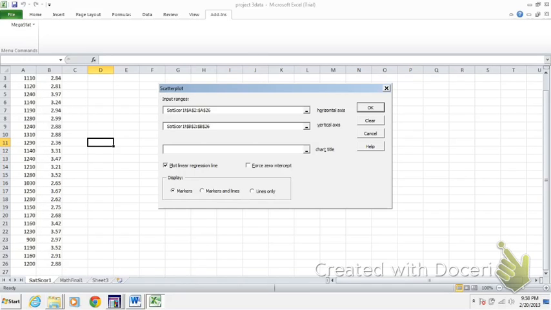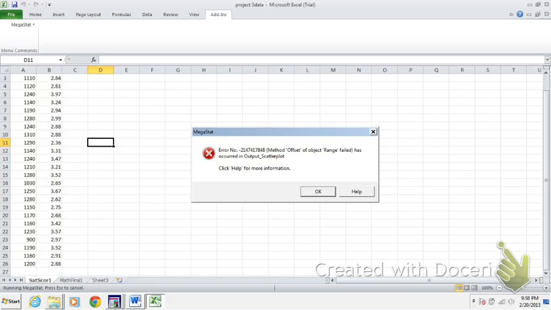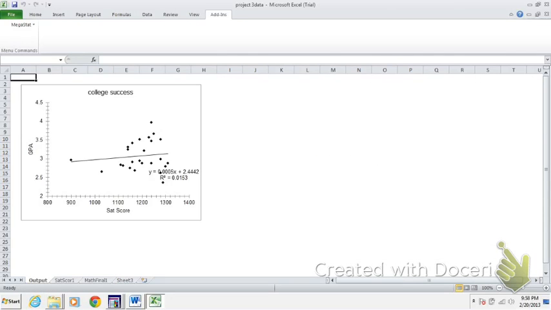Chart title, that's kind of nice. We could call it college success. You can call it anything you like, but we can call it college success. Plot linear regression line, we definitely want to do that. And I think we're good to go. Let's hit OK. Ignore the error message. There we go. That's just a glitch in my add-in in the software.